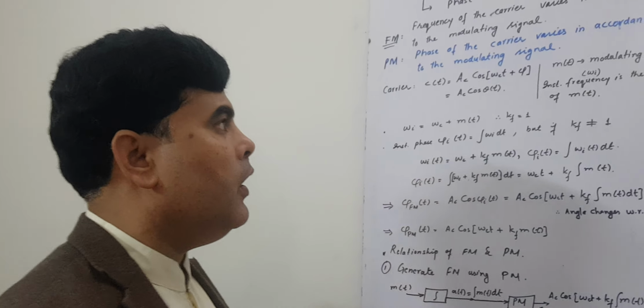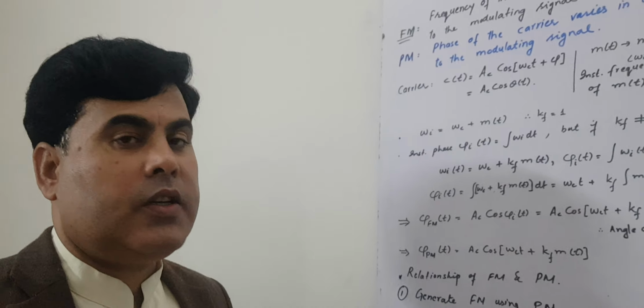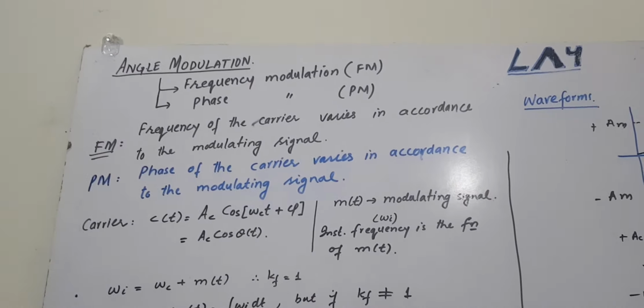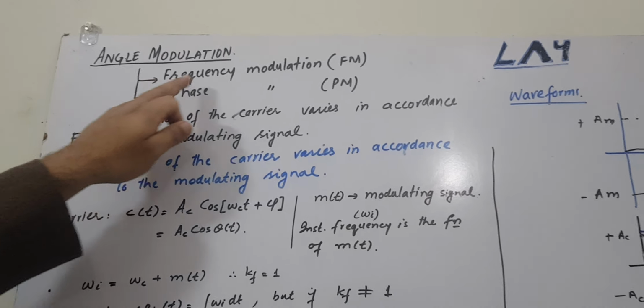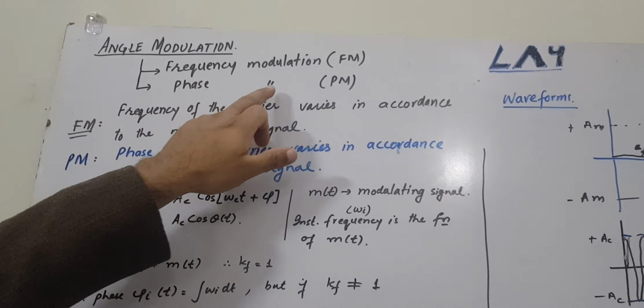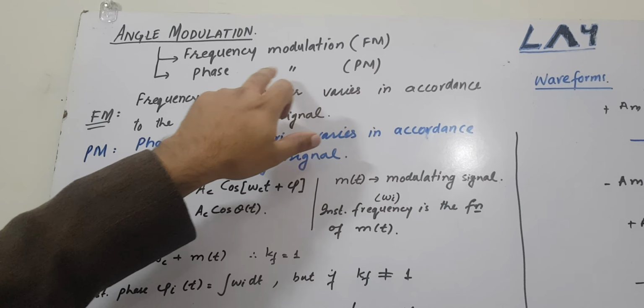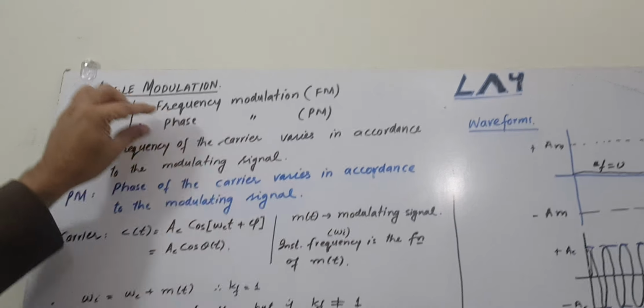We have already completed our first section of amplitude modulation. The second section is frequency or angle modulation. Angle modulation is of two types: frequency modulation and phase modulation. Frequency modulation is abbreviated as FM and phase modulation as PM. Cumulatively, both are known as angle modulation.